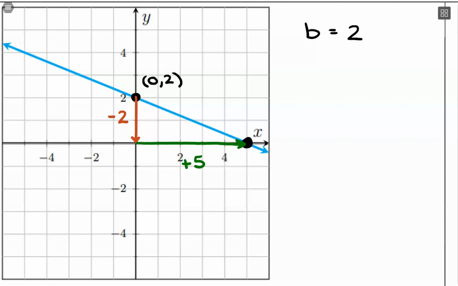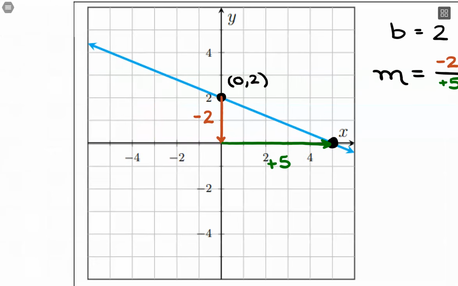4, 5 units. So for my slope, what we'll have is a fraction, and the numerator will be this change in y, which is that negative 2. So that's how we moved up or down. And the denominator is positive 5 for how we moved left or right. And then I'm just going to simplify that, so that's a negative 2/5.